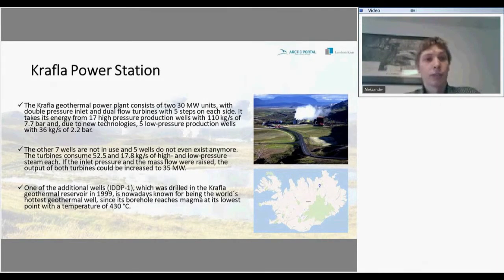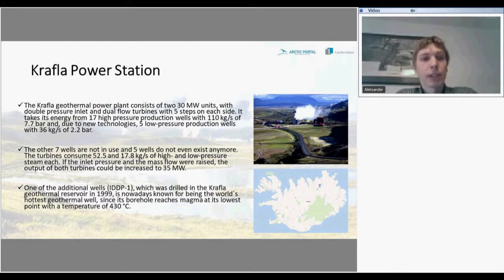And Krafla power station, as it's spelled in Icelandic. This power plant consists of 2 30 megawatt units with double pressure inlet and dual flow turbines with 5 steps on each side. It takes its energy from 17 high pressure production wells with 110 kilograms per second of 7.7 bar and 5 low pressure production wells with 36 kilograms per second of 22 bar.